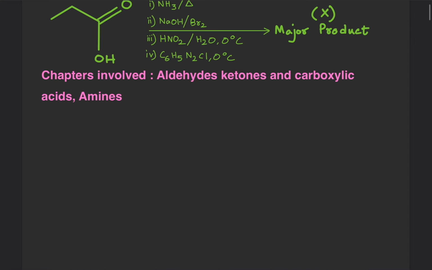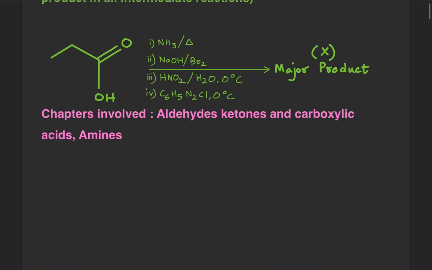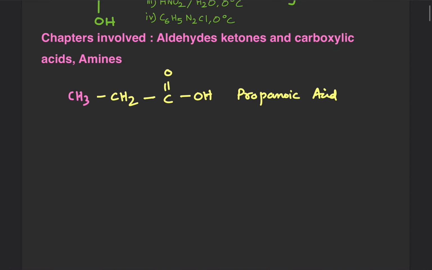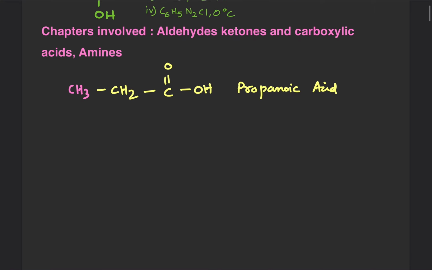So we are starting with CH3CH2COOH, which is propanoic acid. I will write down its structure: CH3CH2COOH. So this is propanoic acid. It is reacting with the first set of reagents, that is NH3 and heat. We should know that when treated with ammonia, carboxylic acids form ammonium salts, which upon heating lose a molecule of water to form amides. Important.